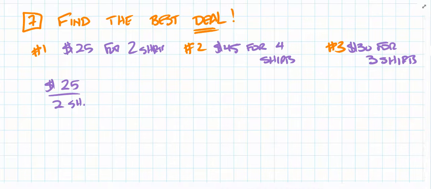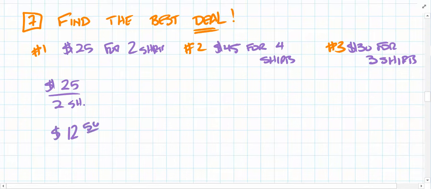$12.50. So this is $12.50 per 1 shirt. You guys agree with that part? That's a unit, because I now have a definition of per 1 shirt. Does that make sense why we have a unit rate now? Okay, so now I've got $12.50 for 1 shirt.